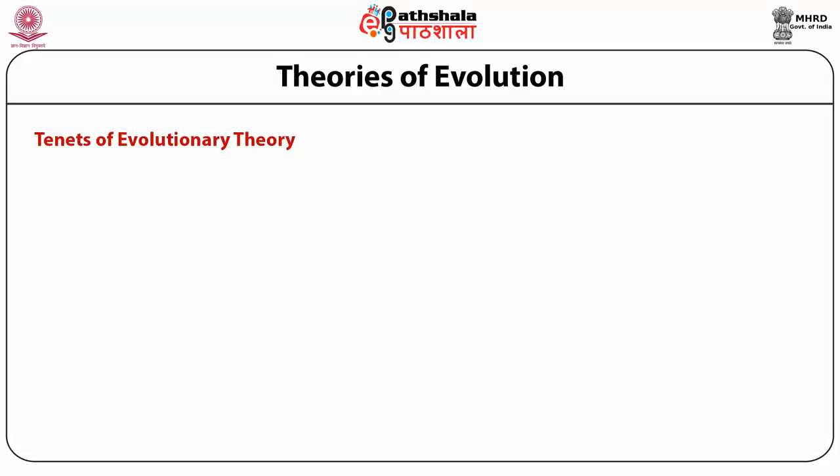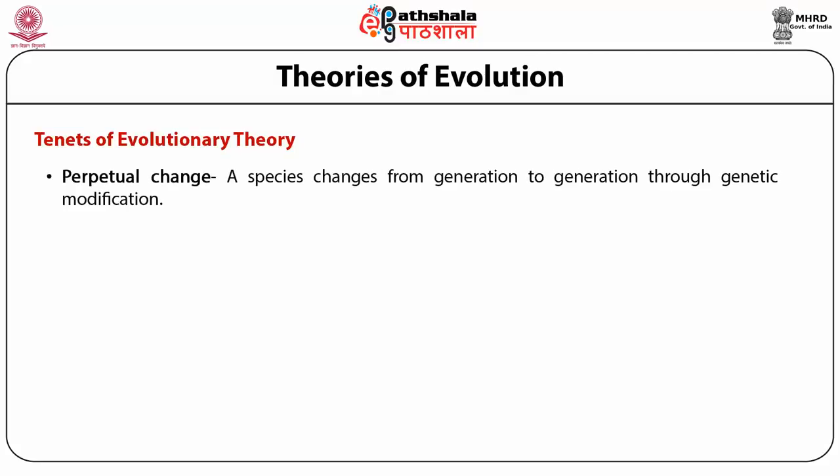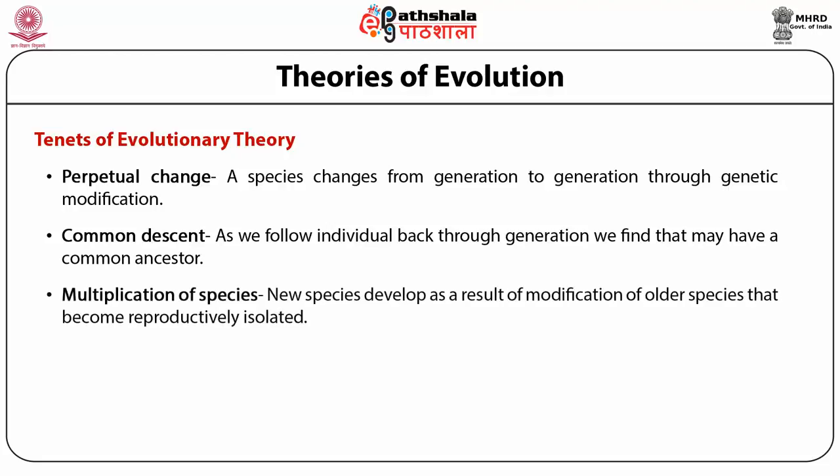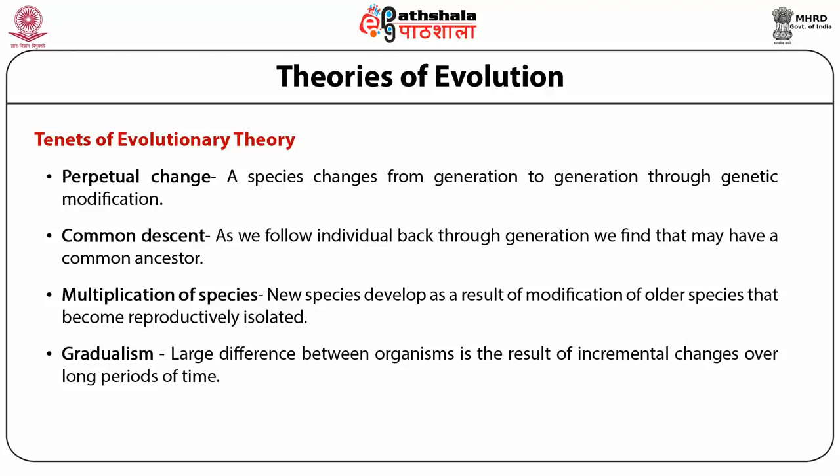Tenets of evolutionary theory: first, perpetual change. A species changes from generation to generation through genetic modification. Second is common descent. As we follow individuals back through generations, we find that we have a common ancestor. Third, multiplication of species. A new species develops as a result of modification of older species that become reproductively isolated. Fourth, gradualism. Large differences between organisms are the result of incremental changes over long periods of time.